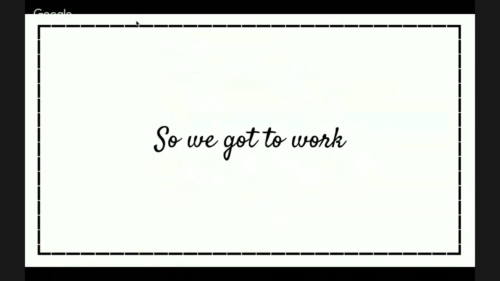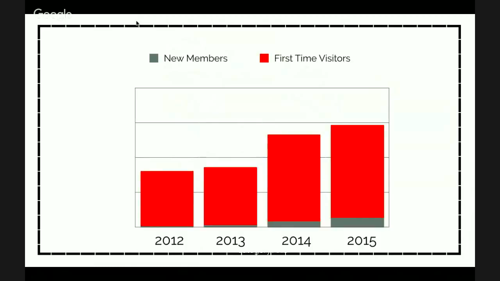So we got to work and we pulled the teams together. We started to do some research and ask some questions and try to figure some things out. And so the result was that if you look at the chart, back in 2012, the red represents the amount of first-time visitors we had, about 1,190. The gray represents the amount of first-time visitors who actually became members within the same year. And that number was 20, which was about 2%.